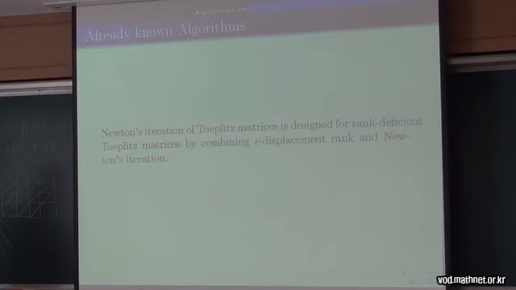The Newton's iteration is very classical, and for the Toeplitz matrix, it has already been known for many years. The Newton iteration can be applied to the Toeplitz matrix just because of the displacement rank. The displacement rank is studied very extensively by many authors. And for the non-singular Toeplitz matrix, for the full rank, it has already been studied by combining the displacement rank and the Newton iteration. Before I show the algorithm for the Toeplitz matrix, I just show you what is the displacement rank.